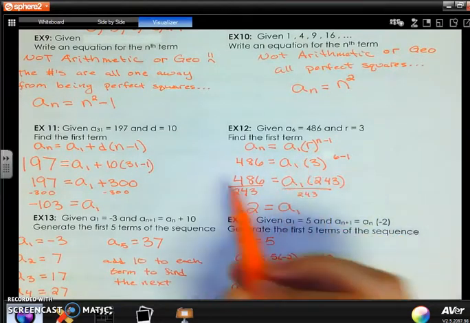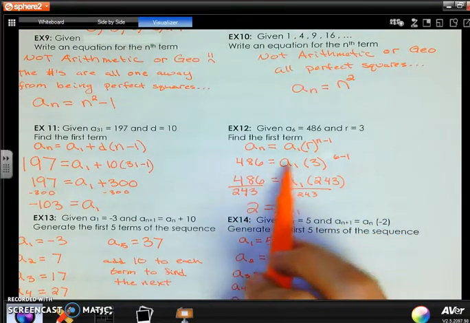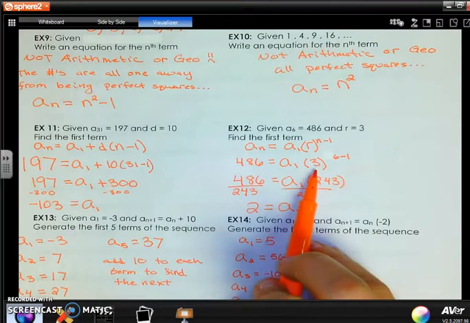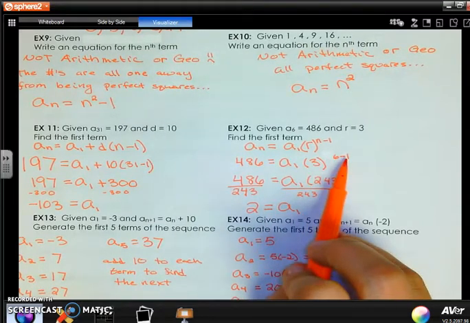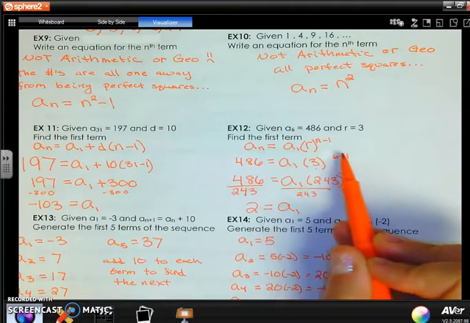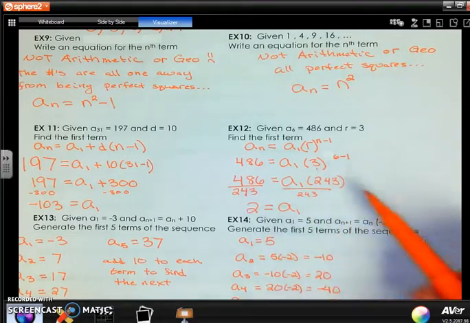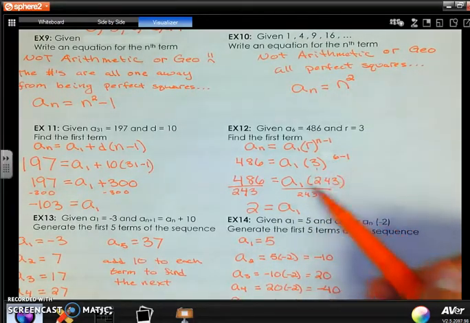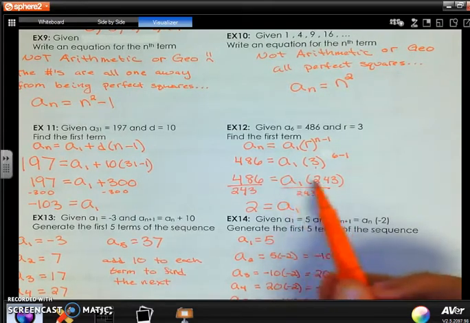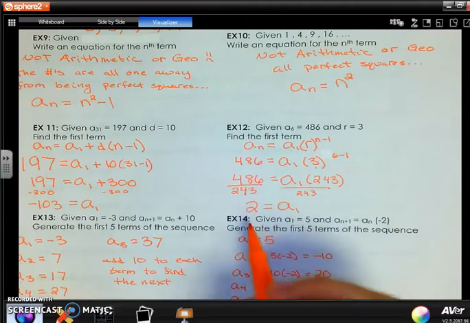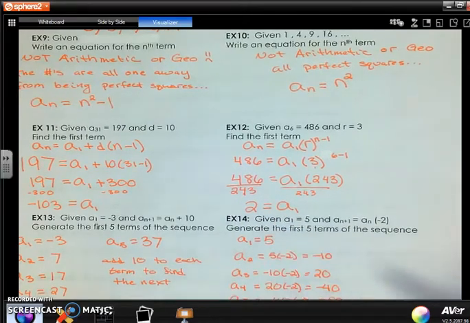You're just plugging in. So the 486 equals the first term is what I'm trying to solve, and then it's 3. This is 6 minus 1. So really, you're trying to figure out whatever 3 to the 5th power is. 3 to the 5th power is this 243. That's related to this a sub 1 by multiplication. So to undo it, you divide both sides, and you get that your first term must have been 2.